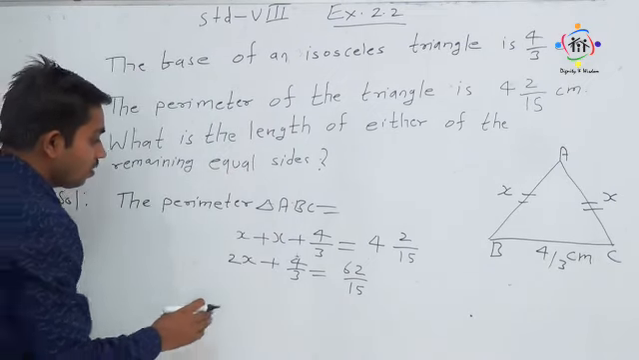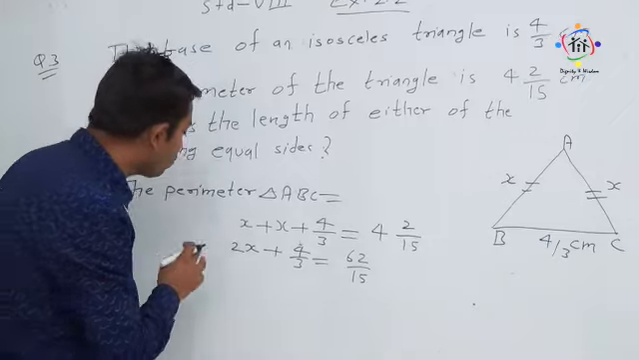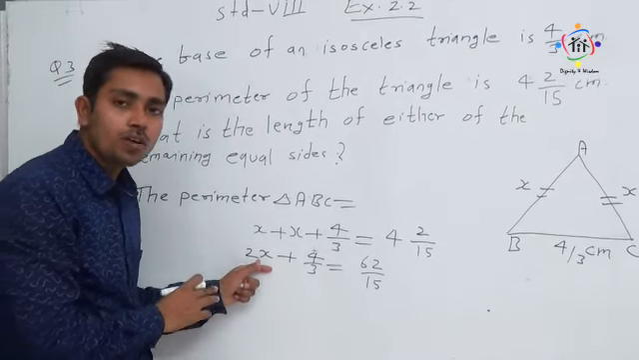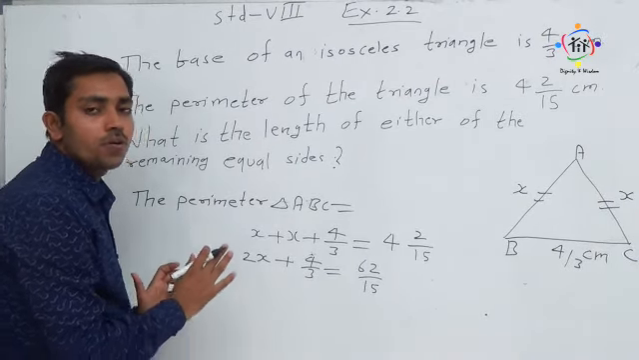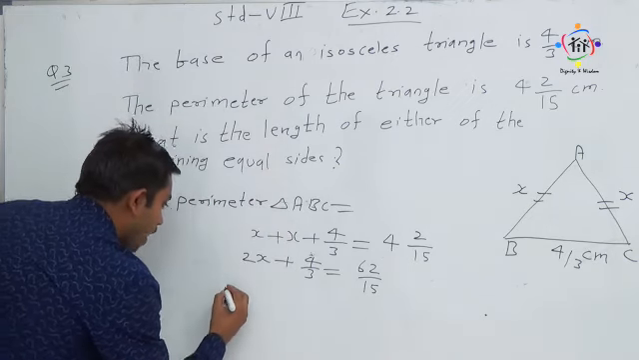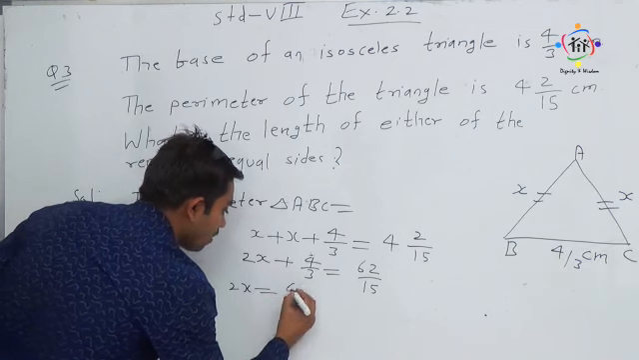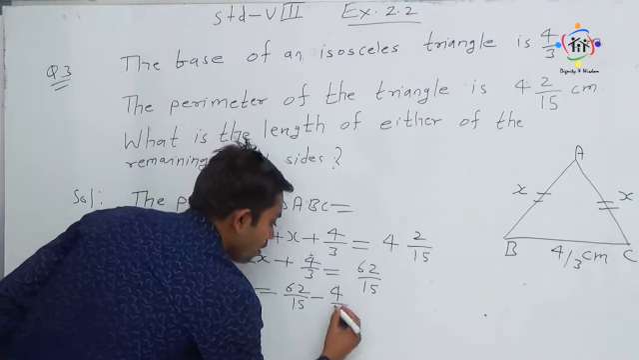Now after this, let us take this fraction 4 by 3 to the right side, because we want to know the value of x, which is a variable. We want to determine this. So my dear students, let us segregate the variable on one side and the fractions on the other side. So 2x is equal to 62 by 15 minus 4 by 3.